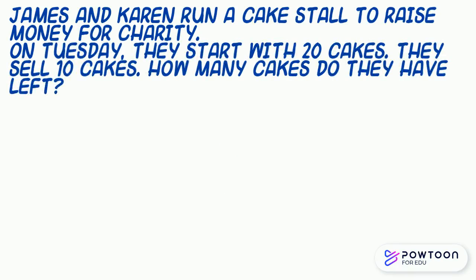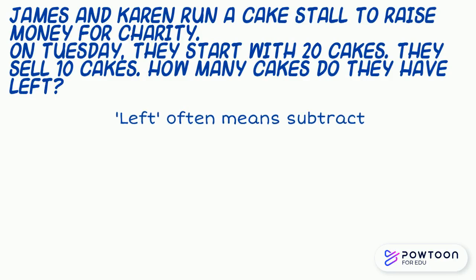On Tuesday, they start with 20 cakes and they sell 10 cakes. We want to know how many they have left. Left often means subtract. So we take the starting amount, you're going to take away how many they sell. So we're going to do 20 take away 10, and then we get that they have 10 cakes left.